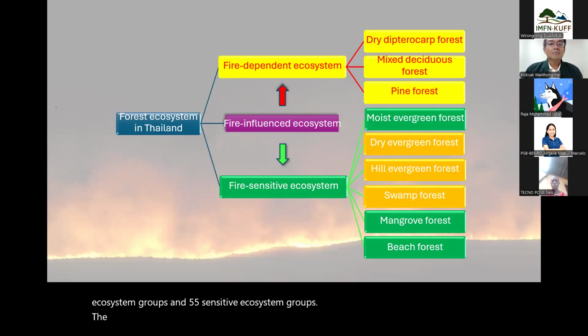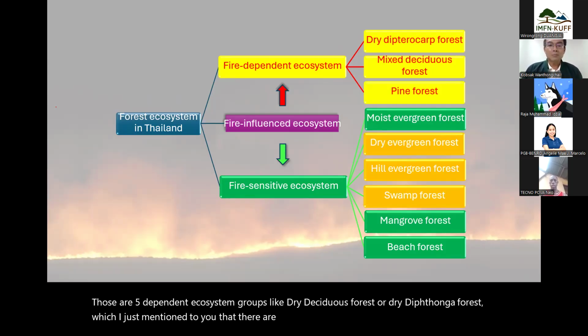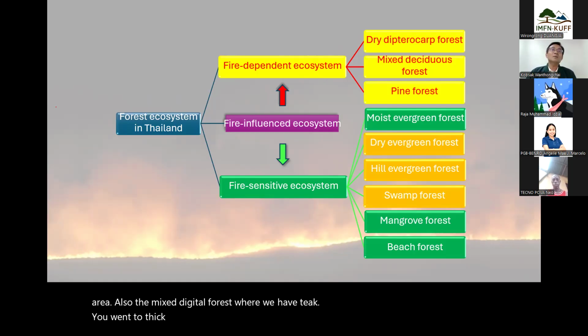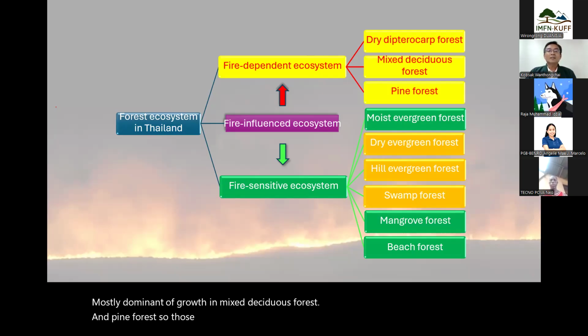The yellow ones are the fire-dependent ecosystem groups, like dry deciduous forest or dry dipterocarp forest, which I just mentioned, where some deciduous dipterocarp species dominate. Also, the mixed deciduous forest, where we have teak. You might know teak; it is the most valuable timber in our country. Teak mostly grows in mixed deciduous forest and pine forest. Those three ecosystems are fire-dependent ecosystems.